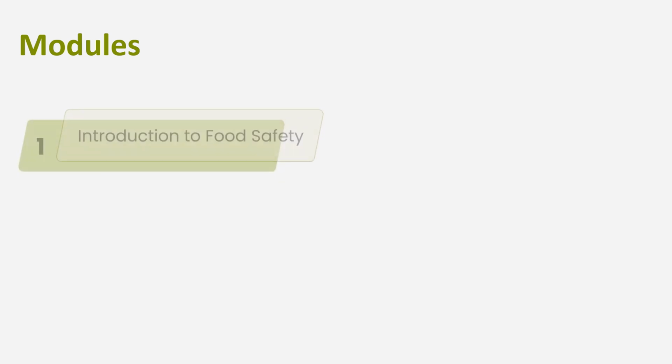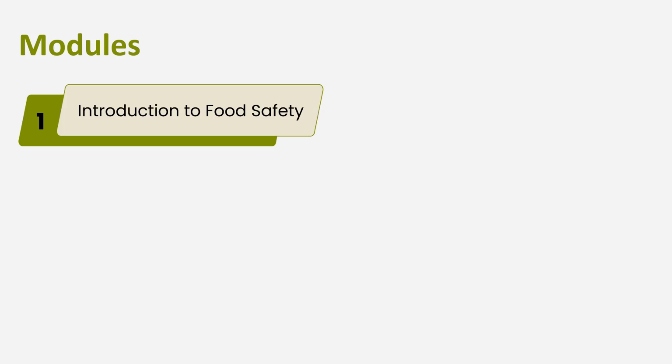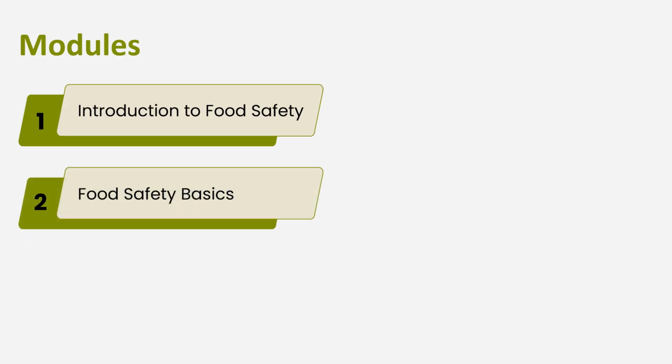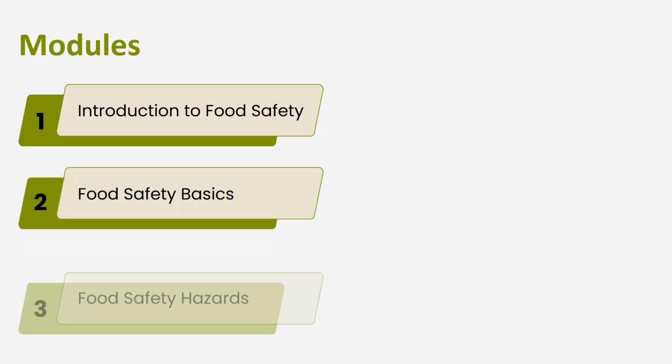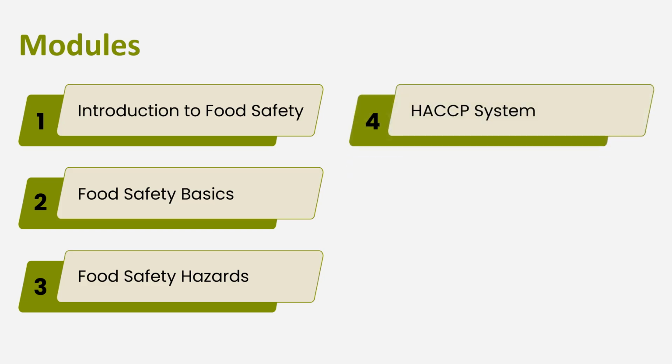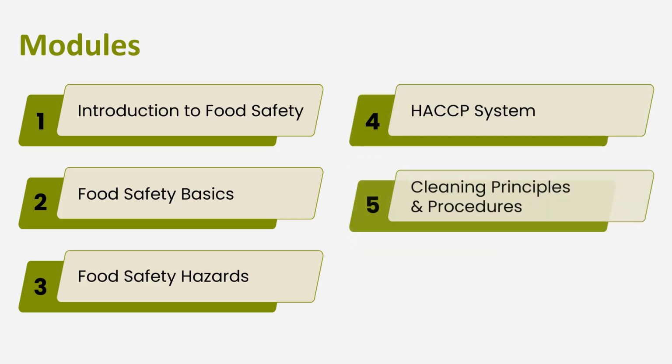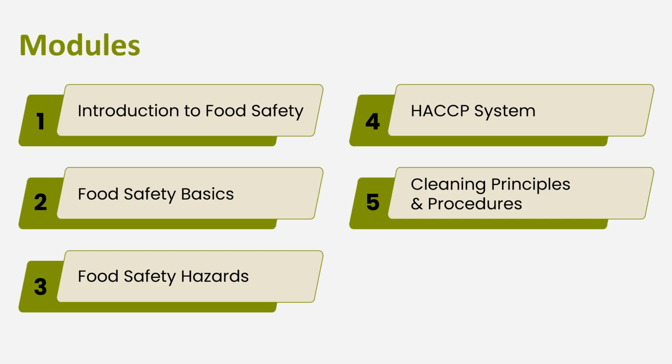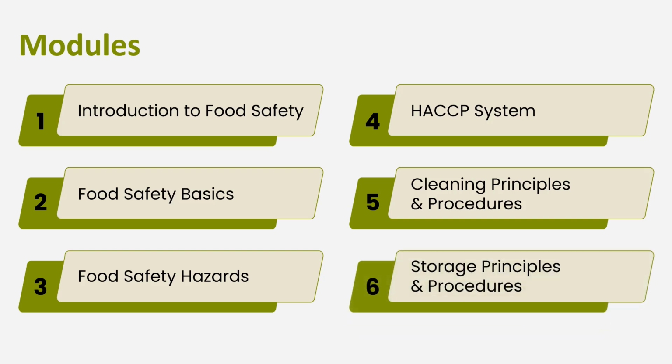This course is divided up into 6 modules to facilitate easier learning. Module 1, Introduction to Food Safety. Module 2, Food Safety Basics. Module 3, Food Safety Hazards. Module 4, HACCP System. Module 5, Cleaning Principles and Procedures. And Module 6, Storage Principles and Procedures.